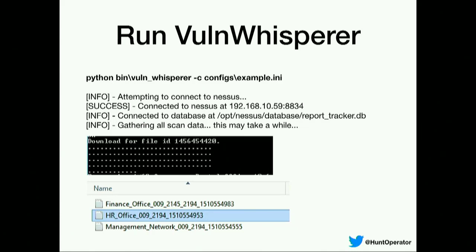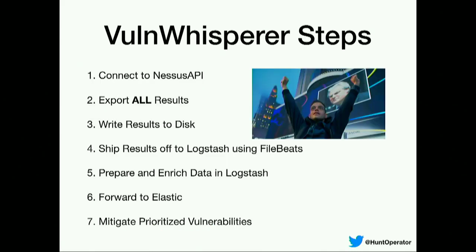Justin said actually that Security Center was probably going to kill me after we created this because it works really well and it scales. So these are the steps for VulnWhisperer. It connects to the Nessus API, exports all the results, writes those to disk, and then ships the results off to Logstash using Filebeat from a single computer. Then it prepares the data and enriches it inside Logstash, forwards it out to Elastic, and what it gives you is this beautiful prioritized list of vulnerabilities for you to go through. And I put the little image of Mr. Robot on there going, yes, because that was the feeling that we got at 3 in the morning when we realized this was working. It's sad.